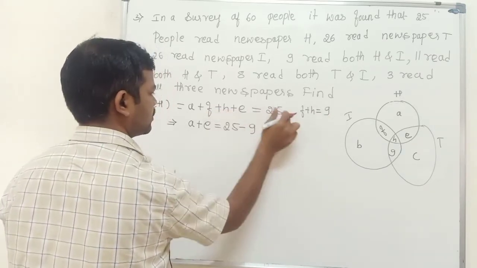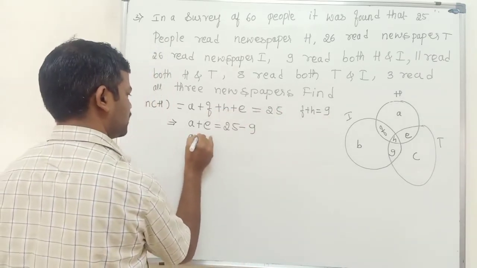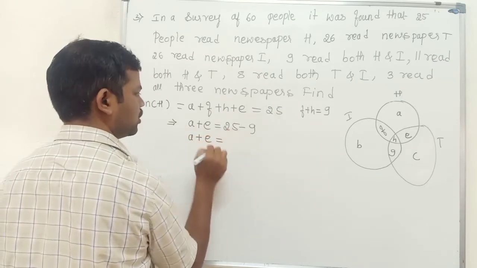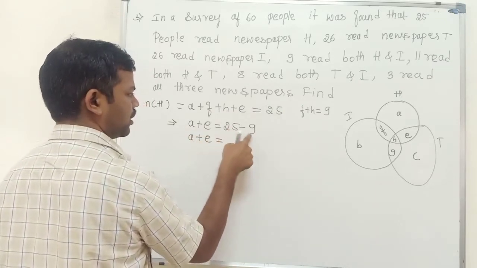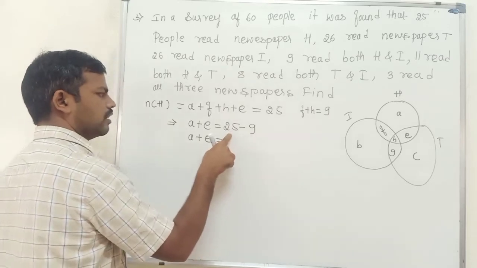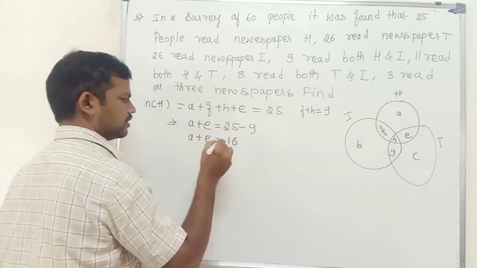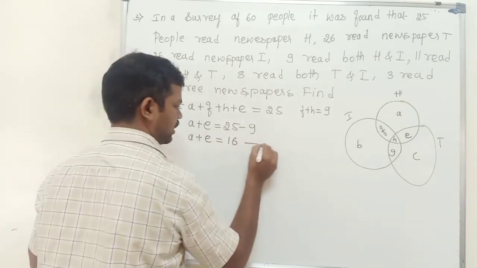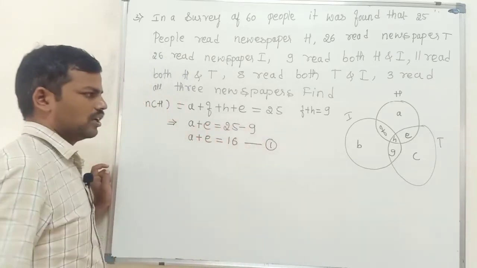If you bring this to that side, a plus e is equal to, how much did we get? 25 minus 9 is 16. So that is 16 we got. Let me name it as equation 1.